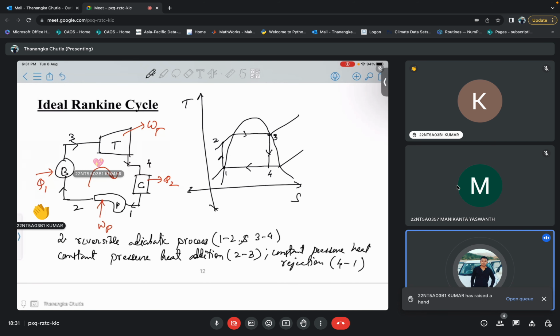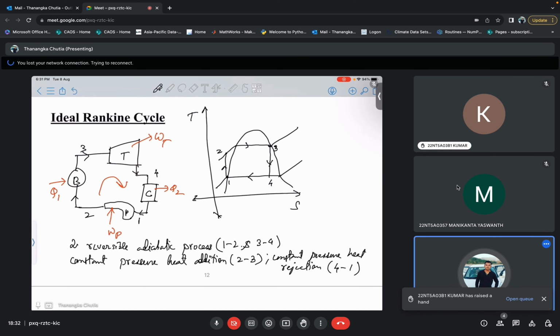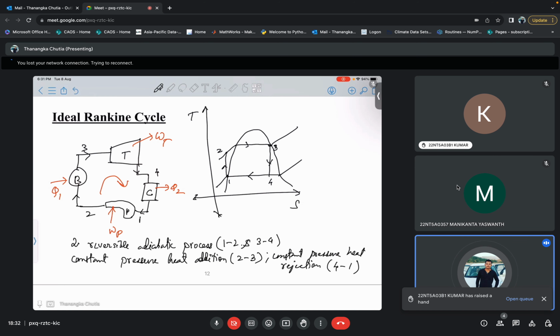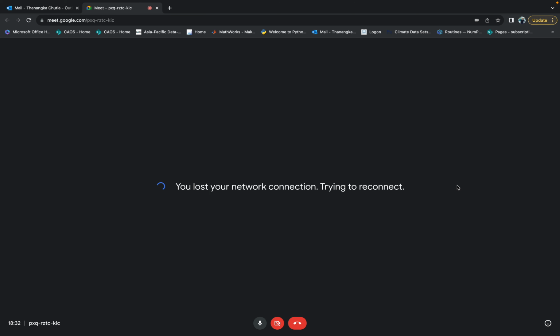Now, a couple of questions we will do from this, but before that, let me tell you one more thing: what will be the role of the boiler pressure and the condenser pressure if you increase them? Such types of things will also come up.